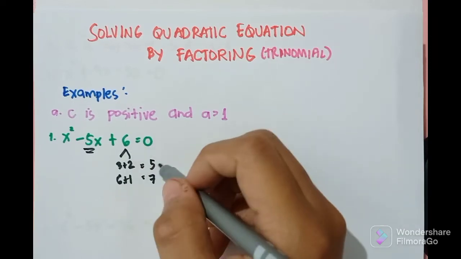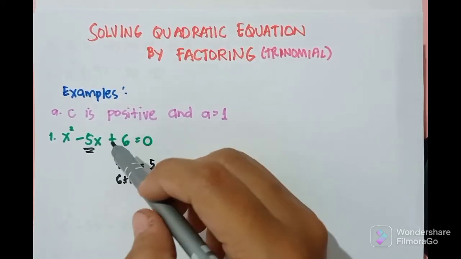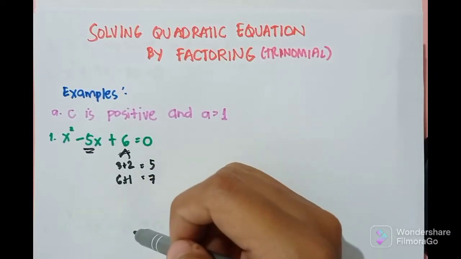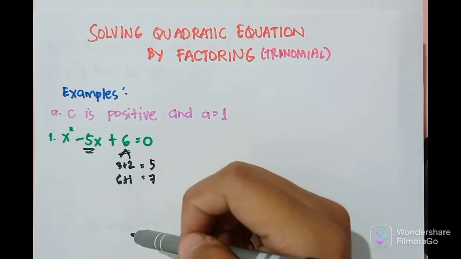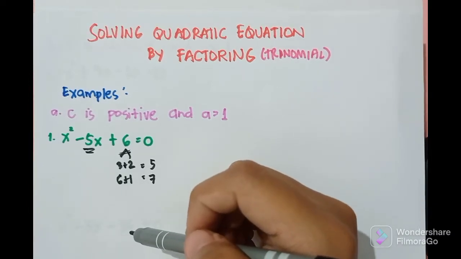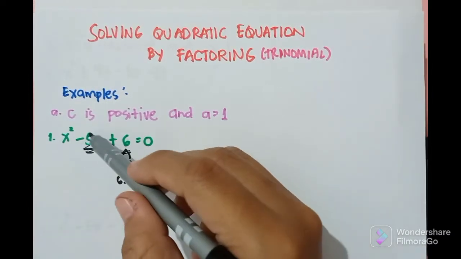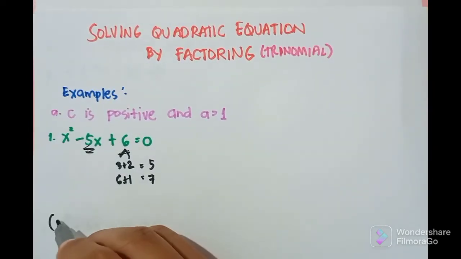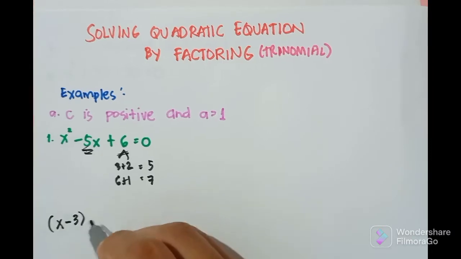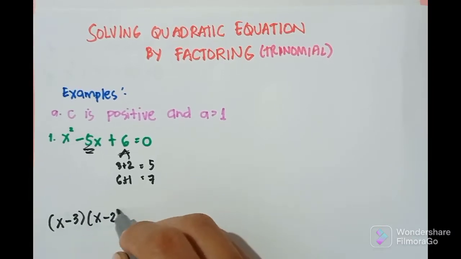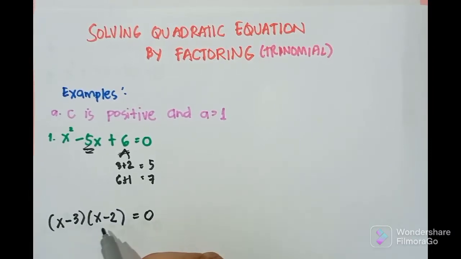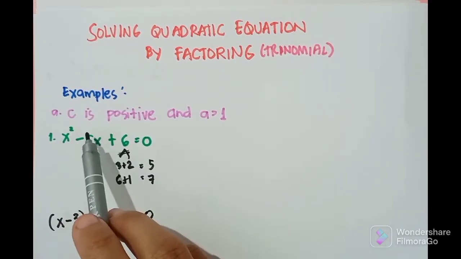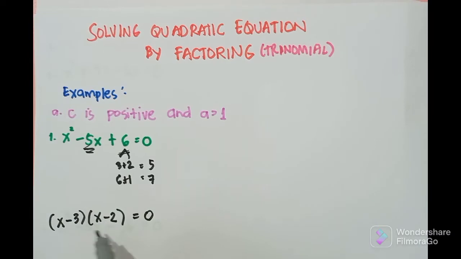So, lagi nating tatandaan, kapag positive si c, ang factors natin ay parehas ng operator. So, saan nakabase yung operator? Nakabase yung operator natin doon sa middle term. So, this will become x minus 3, x minus 2 is equal to 0. Bakit po minus? Kasi, ang operator ng middle term natin is minus. So, kaya ang factors natin ay naka-minus din.